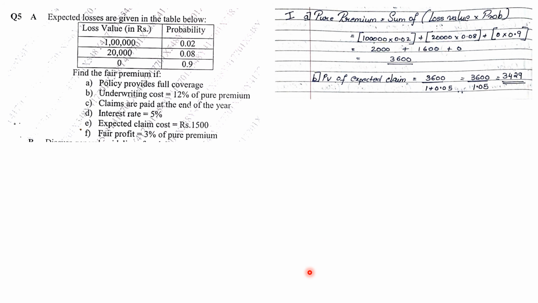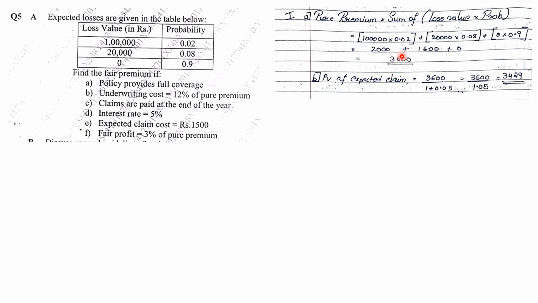Step number 1, we need to first find pure premium. It is also called an expected claim. Formula is sum of all the loss value into the probability. So 1 lakh into 0.02, 20,000 into 0.08, 0 into 0.9. So we get the value as 2,000 plus 1,600 plus 0, which comes to 3,600. That's the value of pure premium.